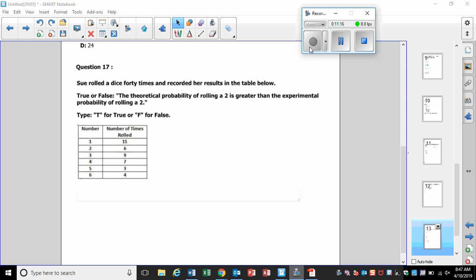Sue rolled a 1 11 times. She rolled a 2 6 times. She rolled a 3 9 times. She rolled a 4 7 times. She rolled a 5 3 times. She rolled a 6 4 times.